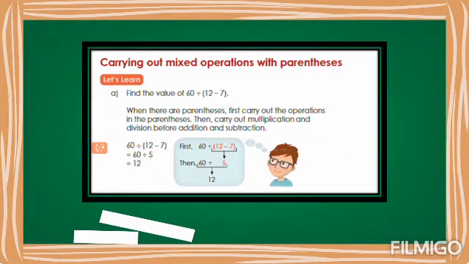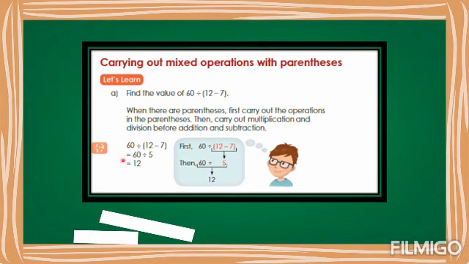Okay, now in this slide, we'll be learning how to carry out mixed operations with parentheses. So we have here a problem, find the value of 60 divided by open parenthesis 12 minus 7 close parenthesis. When there are parentheses, class, what you have to do is carry out first the operations in the parentheses, then carry out the multiplication and division before addition and subtraction.